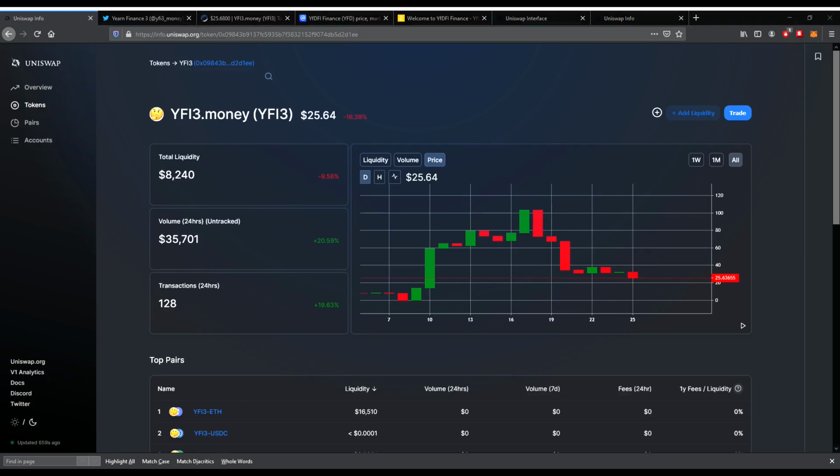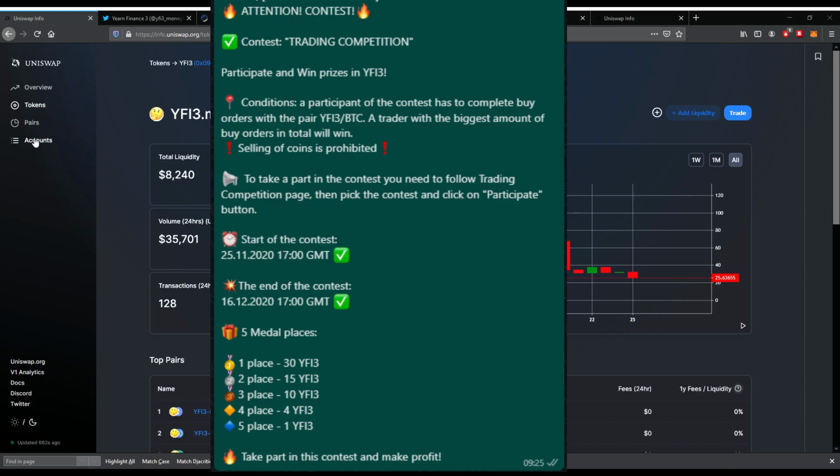Attention, contest: trading competition, participate and win prizes in YFI3. Conditions: a participant of the contest has to complete buy orders with the pair YFI3 to BTC. The trader with the biggest total amount of buy orders will win. Selling of coins is prohibited, so if you sell once, it's not a win, you need to buy. To take part in the contest, you need to follow the trading competition page, then pick the contest and click on the participate button.